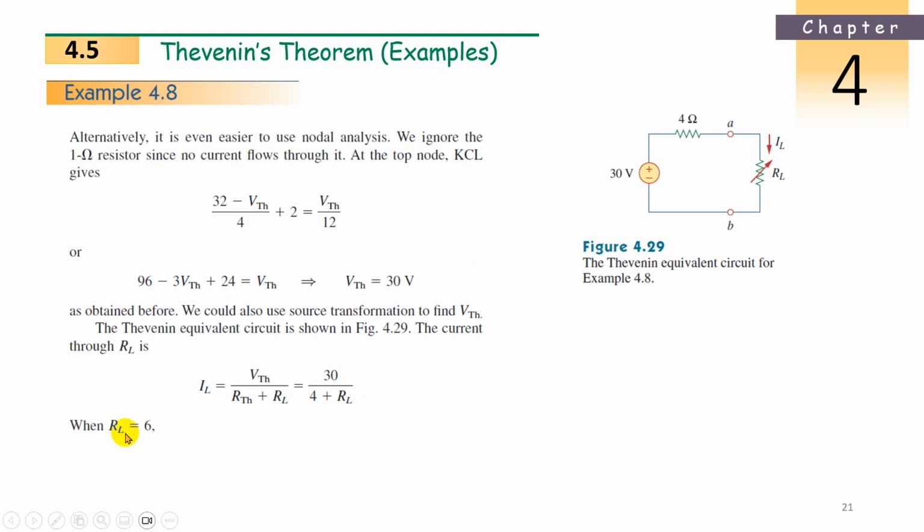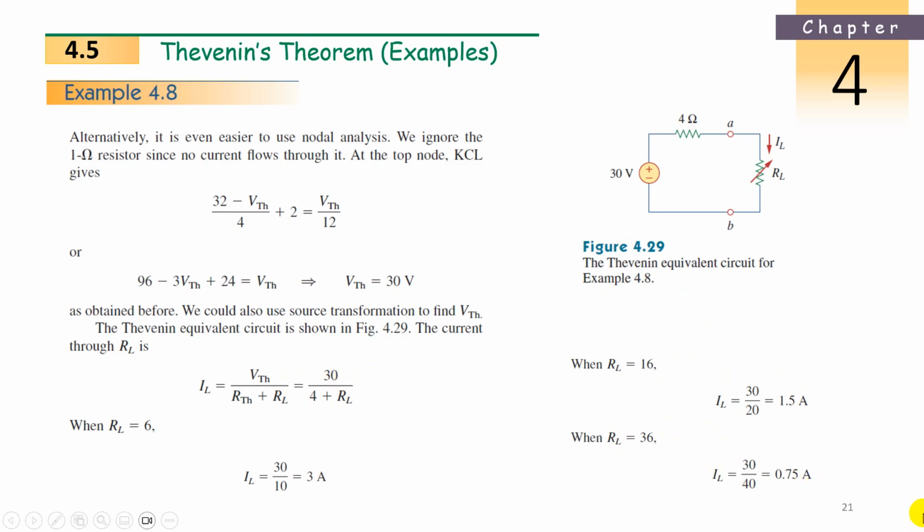Now every time you have to change RL and get the current in the load. So when RL is 6 ohms, substitute here, 6 plus 4, 10. Now it is 30 by 10, 3 amperes. Now when RL is 16, 16 plus 4, 20. So 30 divided by 20, 1.5 ampere. Now when RL is 36, 36 plus 4, it is 40. So 30 divided by 40, it is 0.75 amperes.